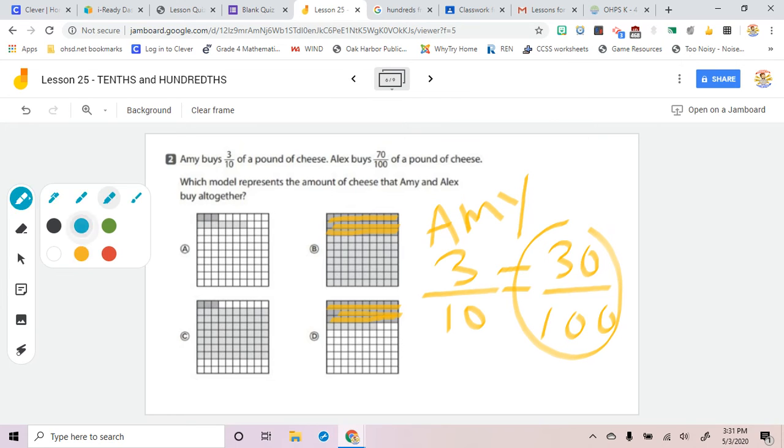Alex, the cheese hog, has 70/100. So which one of these? This one shows 1, 2, 3, 4, 5, 6, 7. But that would only be 7/100. Remember, we're looking for 70/100, which would be the same as 7/10. So this one shows 1, 2, 3, 4, 5, 6, 7/10, which is 70/100. So if you chose B, nice job. They bought 1 whole pound of cheese. Amy bought 3/10. Alex bought 70/100. Adds up to 100/100, which is 1 whole pound of the cheese.